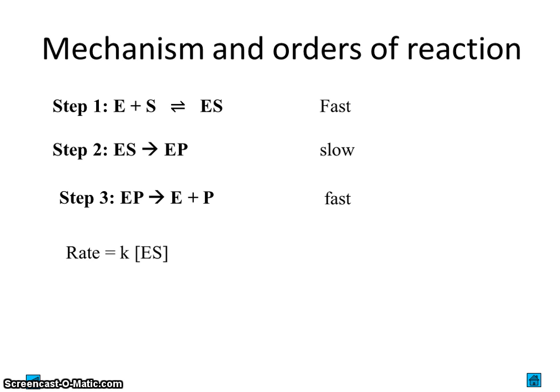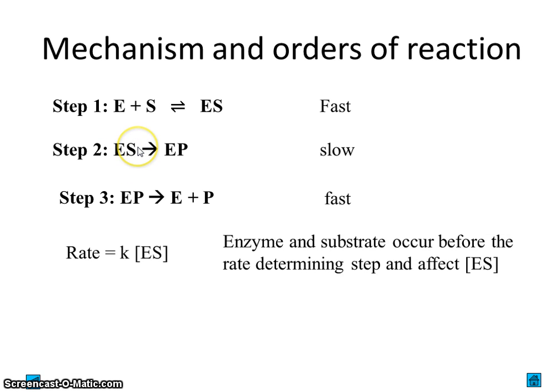So the point will be, therefore, that the rate of that reaction, and hence of the overall enzyme reaction, is going to depend on the concentration of enzyme substrate complexes. And we then have to consider, well, what factors affect that concentration? Well, because both enzyme and substrate occur before the rate determining step, you imagine that those are going to both affect the enzyme substrate complex concentration and hence will affect the rate of reaction.